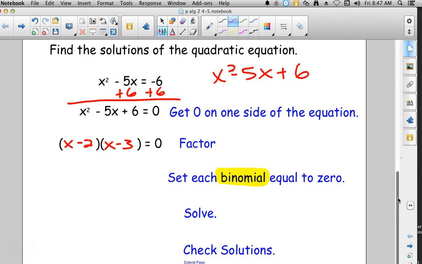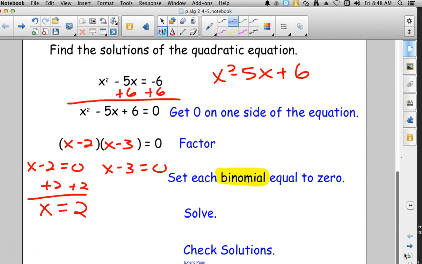Now here's what we're saying. If this times this equals 0, either this has to equal 0, or this has to equal 0. Has to. That's the only way this is going to happen. There's no other number that you can multiply something by and get 0 other than 0. Well, that's just a quick little one-step algebra there. We're going to add 2 on this one and get x equals 2. So there's one solution. And we're going to add 3 on this one and say x equals 3.